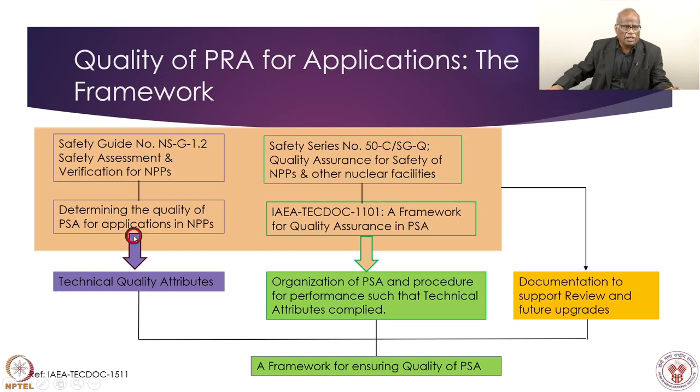So on the left-hand side is how we get to technical quality, and on the right side are the guidance documents that are available, IAEA TECDOC 1101, and they are available in the public domain. In fact, people can download all these documents, as far as I know. And the organizational PSA and procedure can be implemented here, and how far we are able to ensure the QA, quality assurance program, for our activity. And then from this, we get one more thing, documentation to support review and future upgrades.